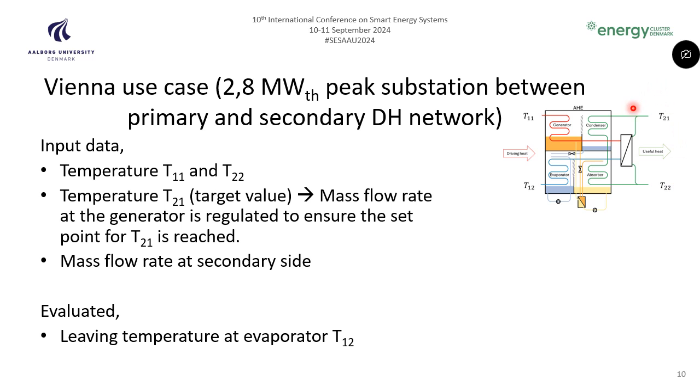We also use the supply temperature of the secondary side as a target value to control the mass flow rate of the primary side. So we regulate the mass flow at the primary side to ensure the set point is achieved. And for the evaluation, of course, we look at the leaving temperature at the evaporator, which is the return line of the primary side.